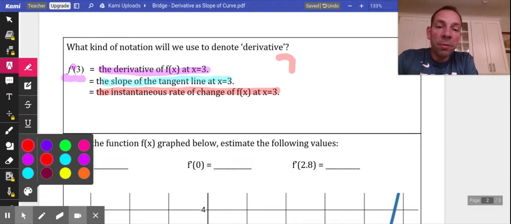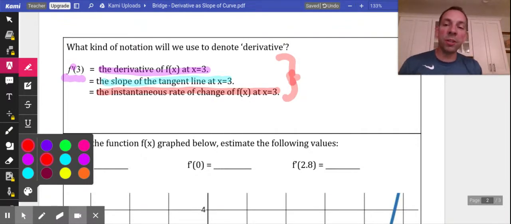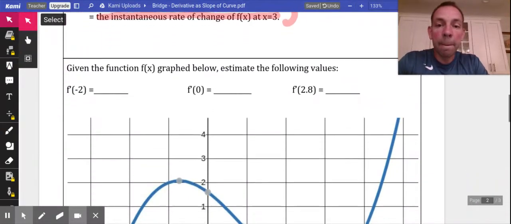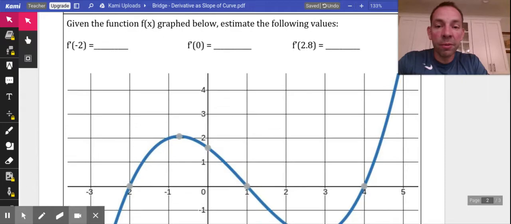Now, I don't give you 3 variations here to try to confuse you. Really what I'm trying to do is expose you to all the different ways that they could word questions so that we're prepared for however they may choose to word it on the AP exam. Okay, so we've got ourselves a really fun function. They didn't tell us the equation, and that's okay. In this question, we don't even care what the equation is. We're going to try to estimate the following values.